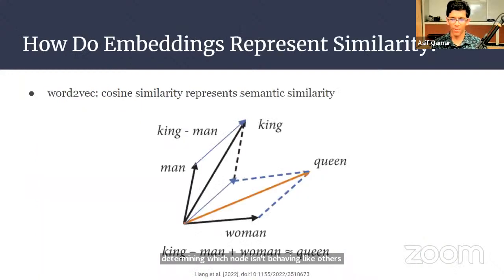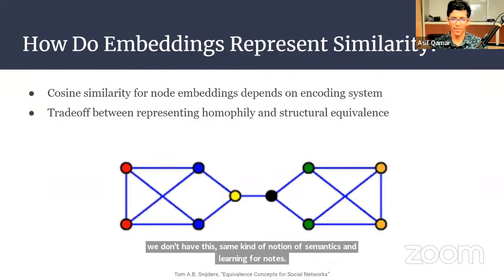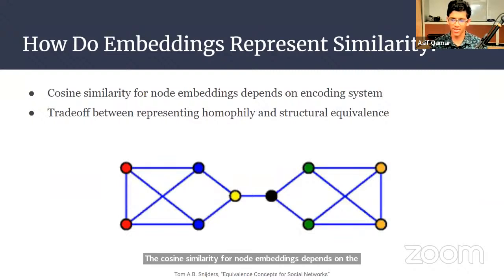So how do these embeddings represent similarity? You may be familiar with Word2Vec, where the cosine similarity of vectors represents semantic similarity. So here we have the famous king minus man plus woman equals queen example, where through vector addition and subtraction, we're able to move from the king vector to the queen vector. And so we can easily see that the similarity between vectors basically represents how similar in meaning these vectors are. But we don't have this same kind of notion of semantic similarity for nodes. The cosine similarity for node embeddings depends on the kind of encoding system we use.